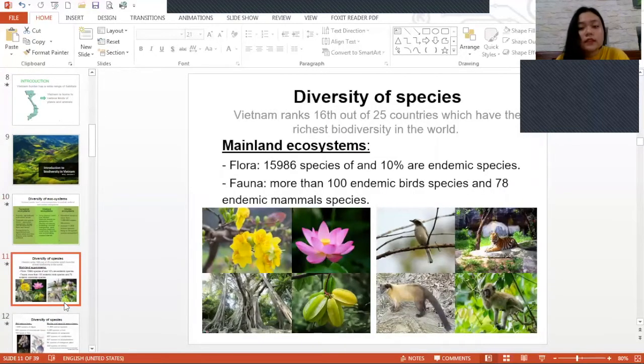We will come to the diversity of species in Vietnam. According to scientists, Vietnam ranks 16th out of 25 countries which have the richest biodiversity in the world. On the mainland, there are 15,986 species of flora and 10% are endemic species. About fauna, there are more than 100 endemic bird species and 78 endemic mammal species.